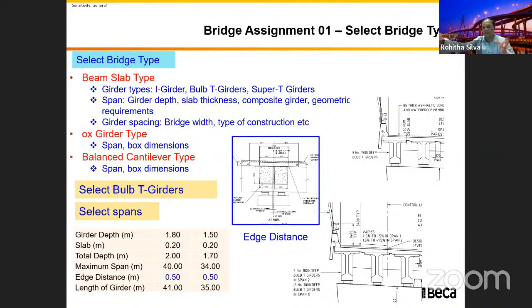Every girder end we have a bearing. So these are simply supported. Because of that, these I girders behave like a simply supported bridge. Then the maximum span, the span is L over 20. Your depth is 2, then 2 times 20 is maximum span 40 and 34.